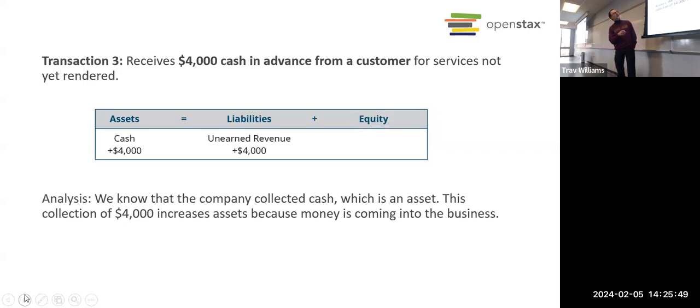Okay, here the company got $4,000 cash in advance from a customer for services they have not provided. Remember that we call that unearned revenue, right? Which is a liability. So the company owes $4,000 of services to the customer, and got $4,000 in cash.